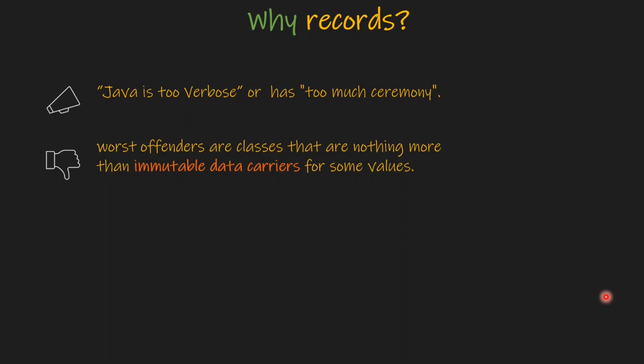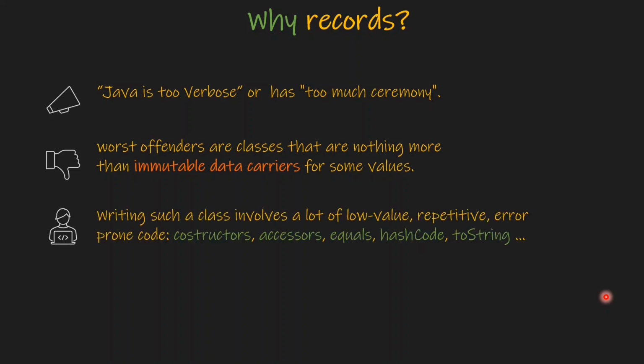For example, you have to make a database call, or you have to save some values to the database. So you are calling one DAO layer method, and you need to pass some values to it. For that, we need to create a new class, and a lot of code we need to write. Writing such classes involves a lot of low value, repetitive, error prone code. We need to write a constructor, accessor, equals, hashCode, and toString methods, even if we just need to pass a simple set of values to another method.